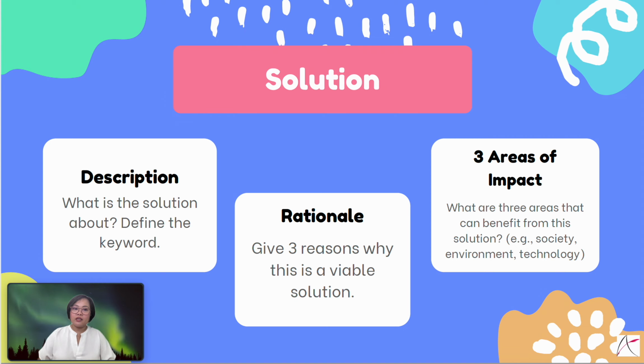So what are the areas that will be affected, that will be influenced by the solution that you give? What could be a possible solution to academic stress? It could be, say, for example, time management. So what are the three areas of impact?